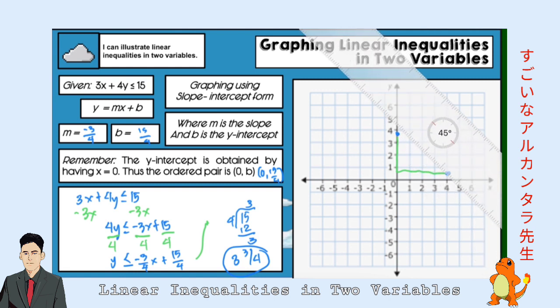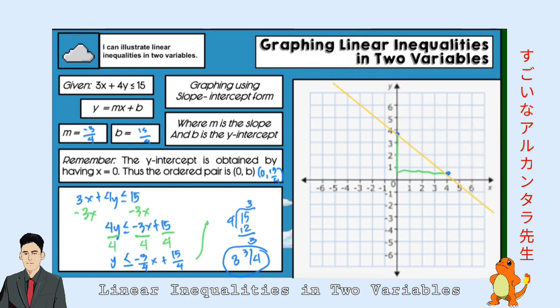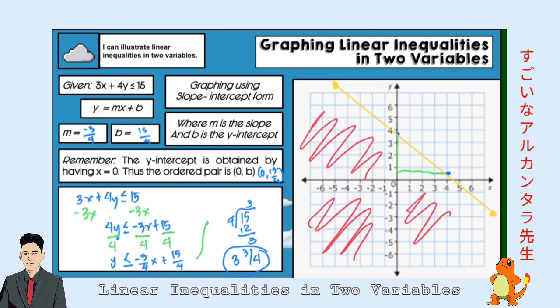And since the symbol is less than or equal to, it should be a solid line because it's less than or equal to. Next, apologies for the not so straight line. Since it's a solid line, the points on that very line should be included. And then the shaded region should be found somewhere below. The reason why the shaded region should be somewhere below is because again, the symbol is less than or equal to. I hope that makes it clear. So that's how you graph it so far.